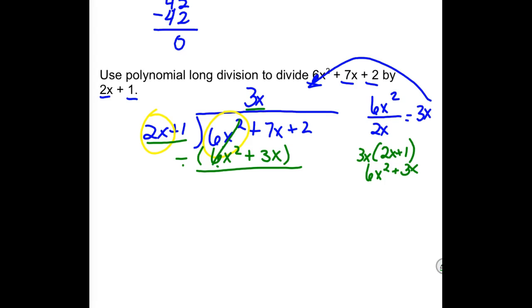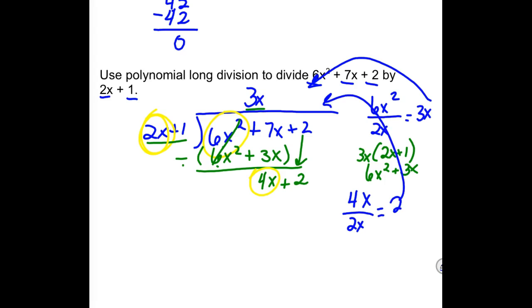I go to my next column. I have a 7x. I'm subtracting a 3x. That leaves me a 4x. And then I'm going to bring down my next term, positive 2. And I'm going to repeat the process. I'm going to take the first term divided by the first term. So what do we get if we take 4x and divide it by 2x? We get a 2. That number, remember, goes up on top.